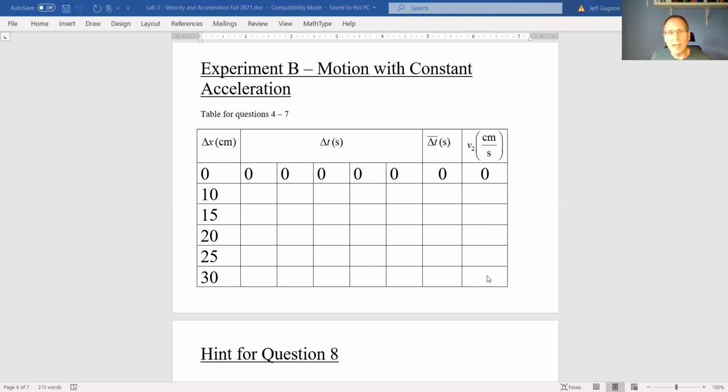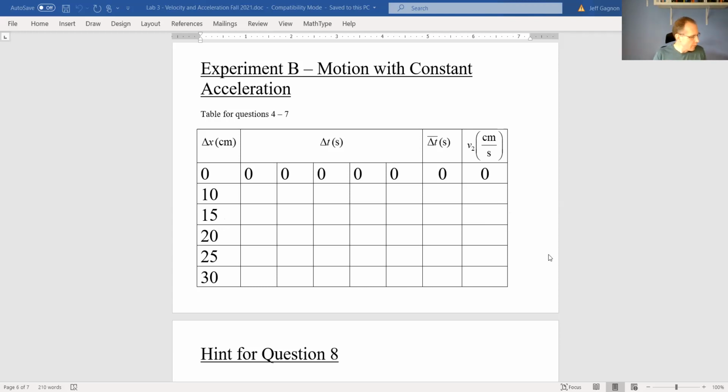What you should find, since the flag lengths are getting longer and longer, is that the cart is accelerating for a longer time. You should find that these final velocities are increasing. So that's a good check, right? These values should be increasing over time.